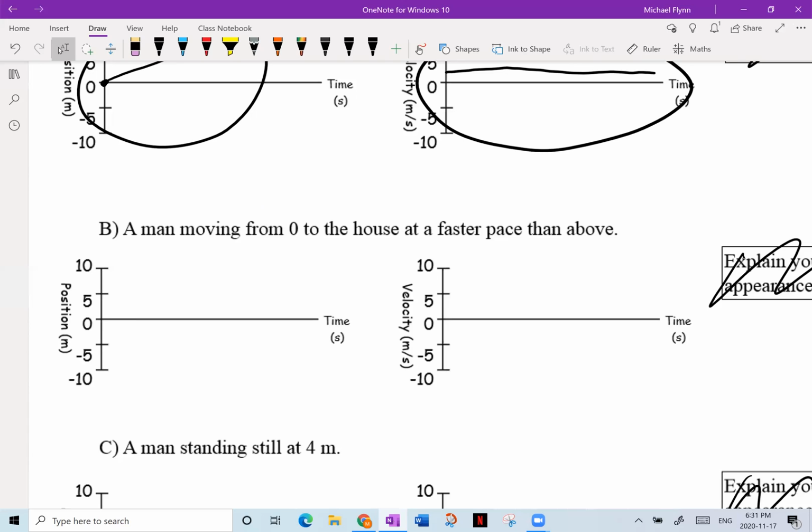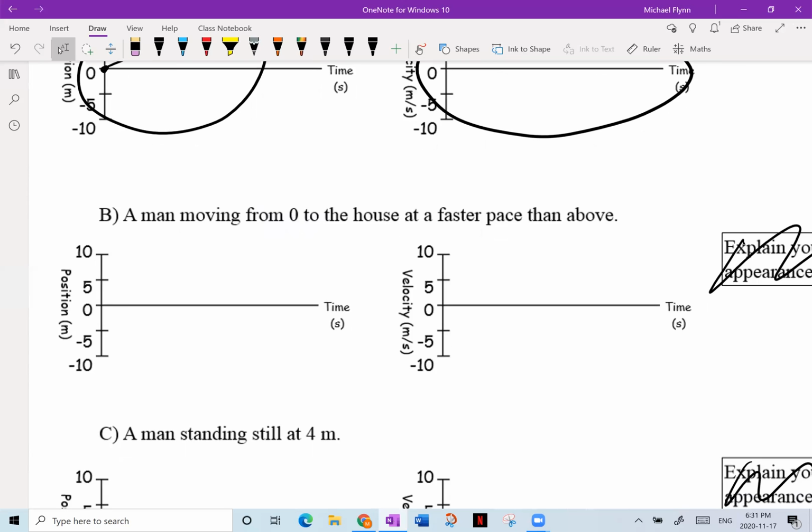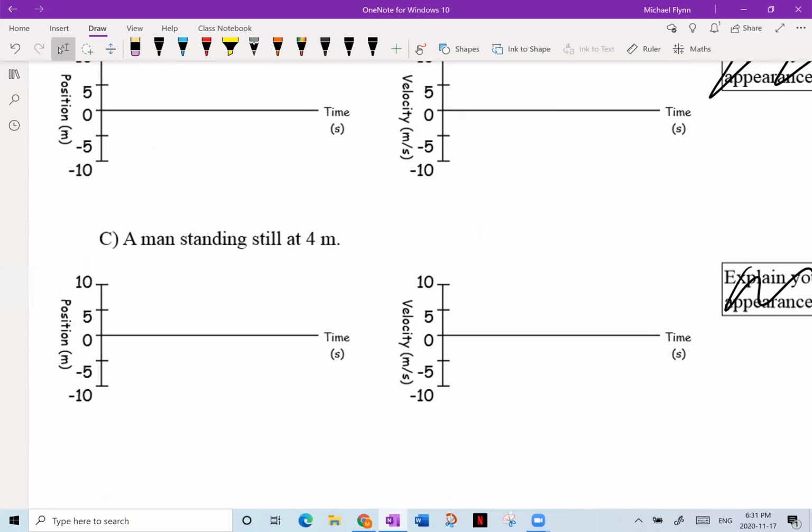Now, if we use a faster pace, what about that? How will that look different from the graphs above? A man standing still at the 4 meter mark, what would that look like?